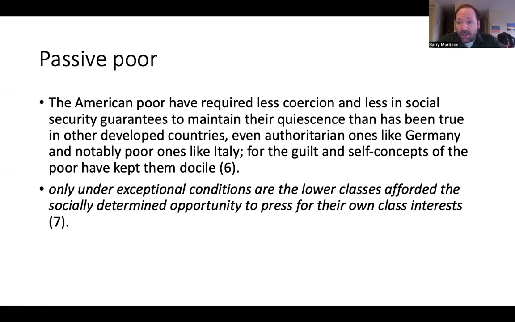What they're saying, and this is another point kind of echoed by Mann as well as, frankly, by many other people, is that, yeah, poor people in America, it doesn't take much, unfortunately, to get people to become obedient.